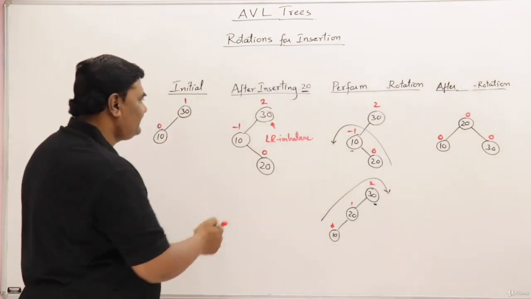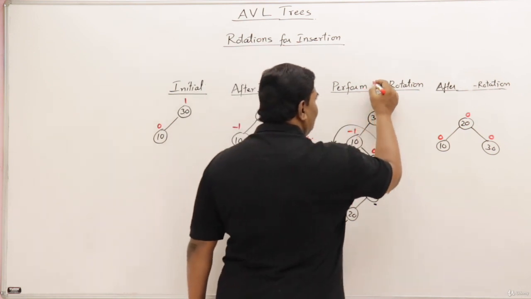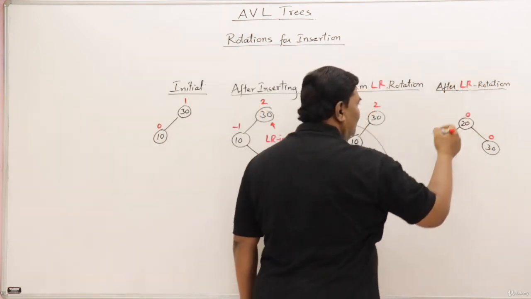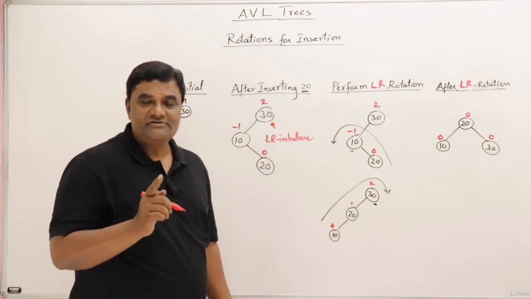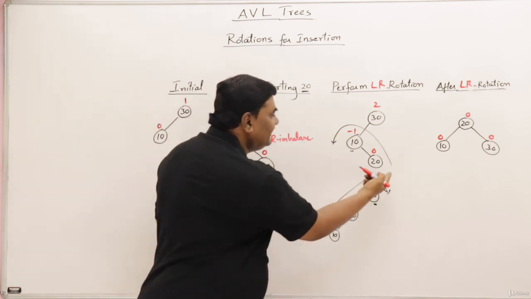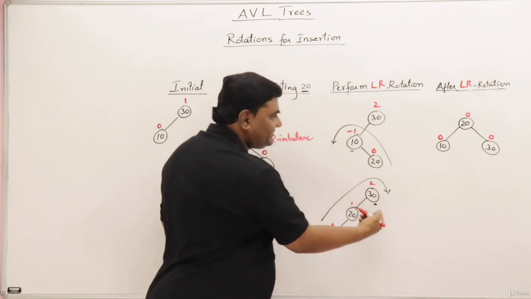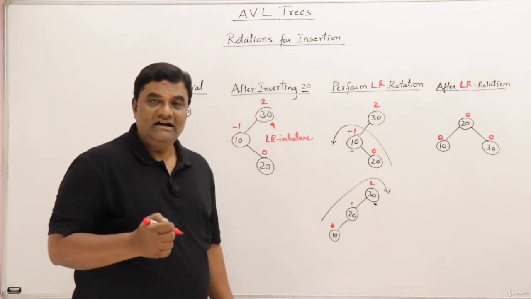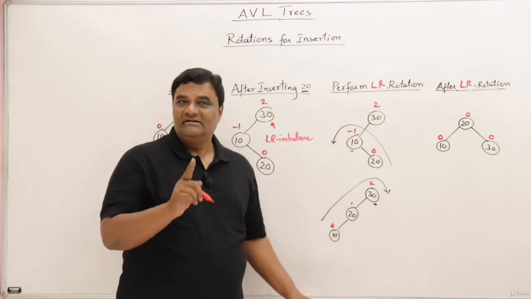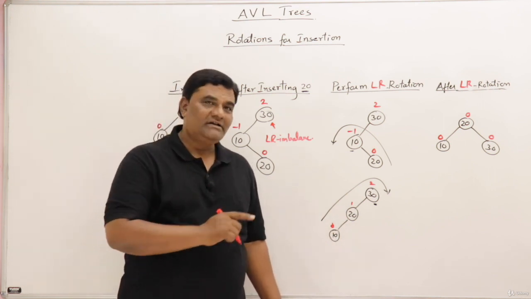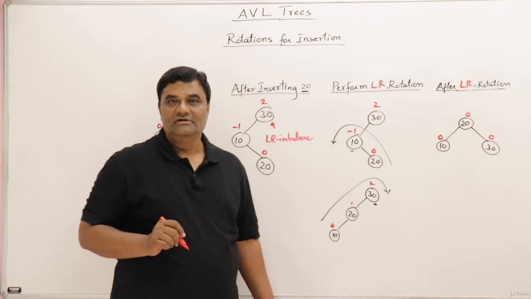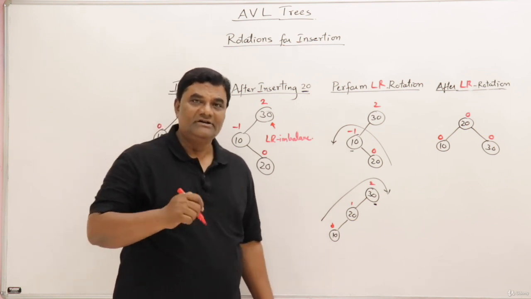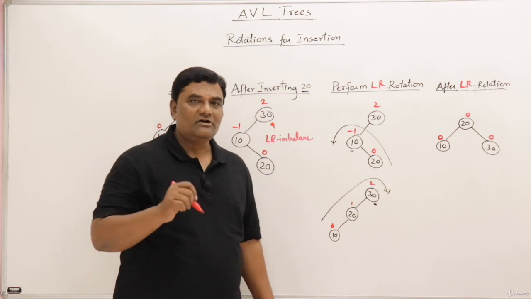What do you call to this? LR rotation. This is also LR. If you want to give the name based on the direction of rotation, just watch it. Left rotation, then right rotation. So this is LR only. So this is LR rotation. See, this is one rotation only. But there are 2 steps in this one. So we call this as double rotation. Later I will talk about this one.